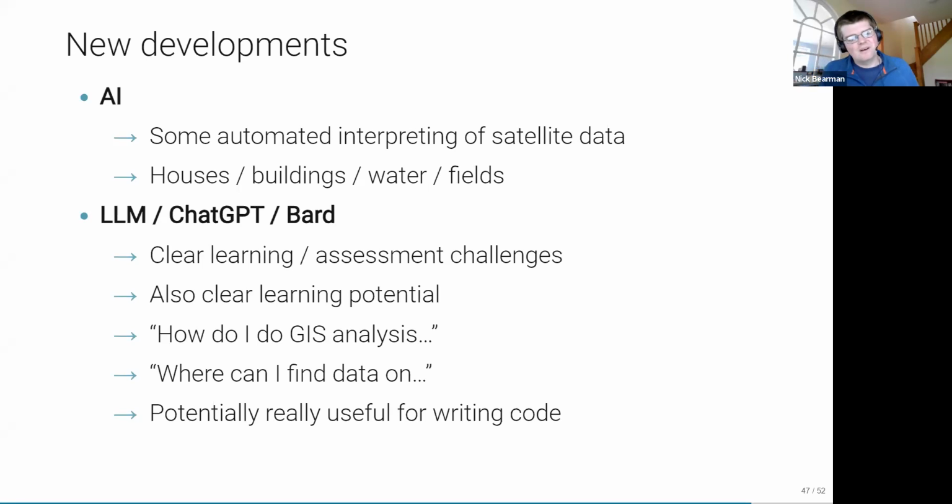Some people have said it's very useful for writing code. So if you're writing some R or Python code and it doesn't work, you can say, here's the code, it doesn't work, help, and it will make suggestions. I've not had a lot of luck with that, but some people really rave about it. So I think it depends how much you put into it, and you have to get your phrasing right. But some interesting things going on there.